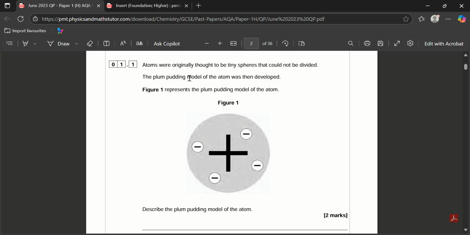Atoms were originally thought to be tiny spheres that could not be divided. The plum pudding model of the atom was then developed. Figure 1 represents the plum pudding model of the atom. Describe the plum pudding model of the atom.